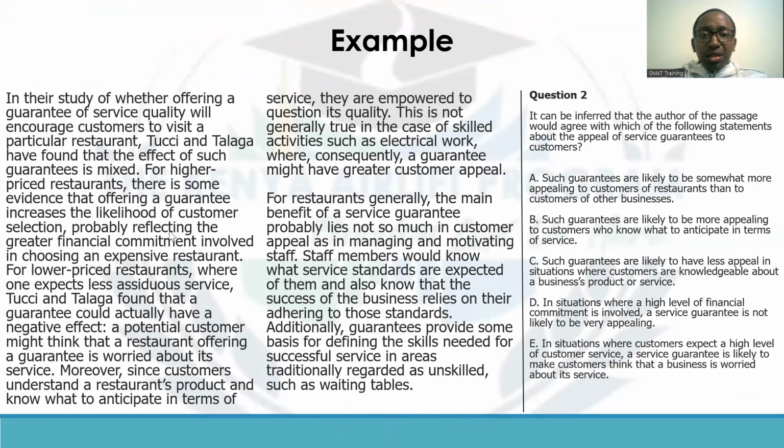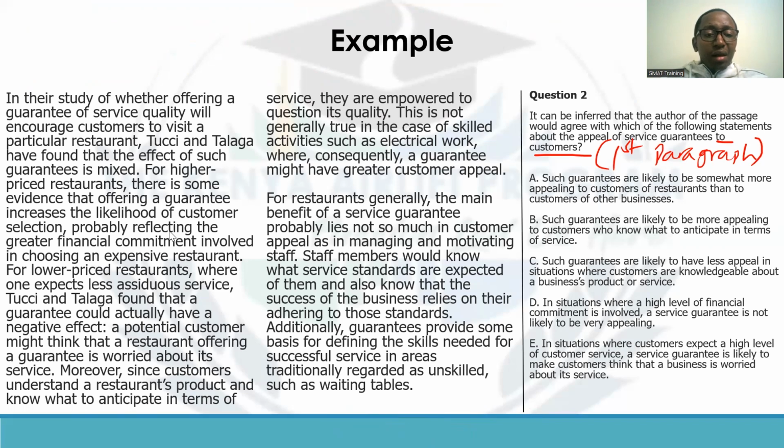So our question is, it can be inferred that the author of the passage would agree with which of the following statements about the appeal of service guarantees to customers. So the moment you see that the question is asking about how customers think of these service guarantees, you know that this information will be in the first paragraph. So this is an inference question, and our passage map has helped us know right away where to look for this information.